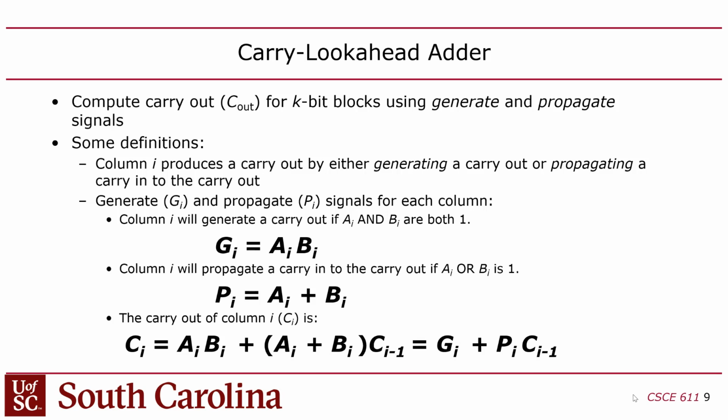Then you can calculate the carry out of column i by saying the carry out of column i is going to be the generate of column i, right? Or the propagate of column i if its carry in was also 1, right? So it's the generate of sub i or the propagate of sub i anded with the carry in of i minus 1, the previous column. Okay?